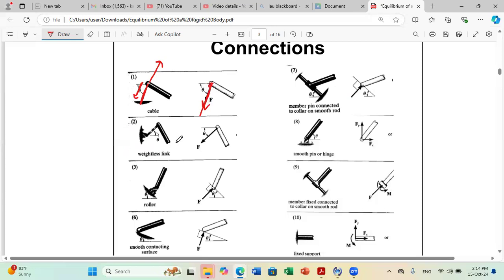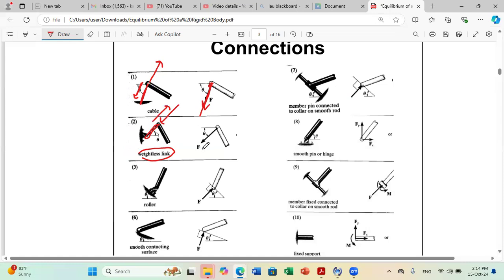While if you have a link, a weightless link, the difference between a weightless link and a cable is that the link is rigid. So it can sustain both tension and compression. So if you put a force downward, you are compressing the link, it will develop by action reaction on you a force that is upward. So the link can sustain compression and can also sustain tension.